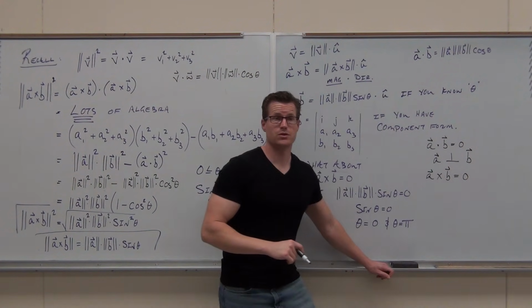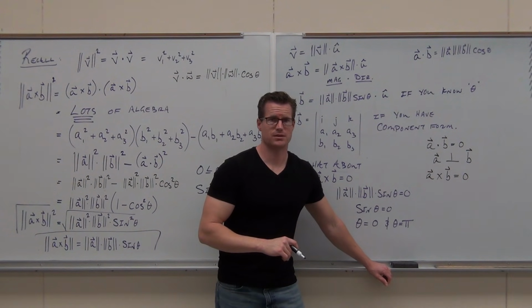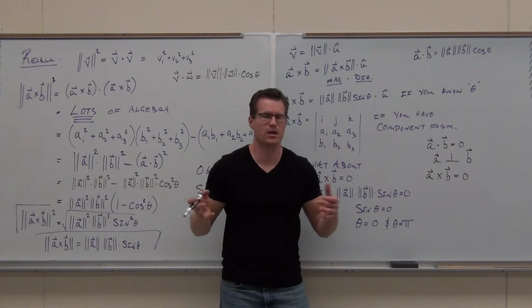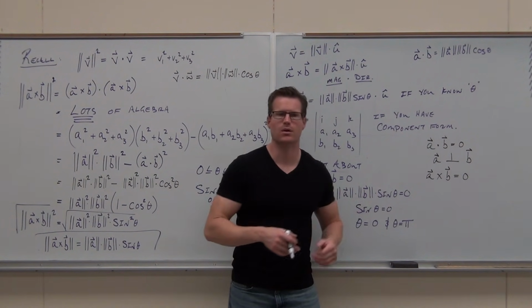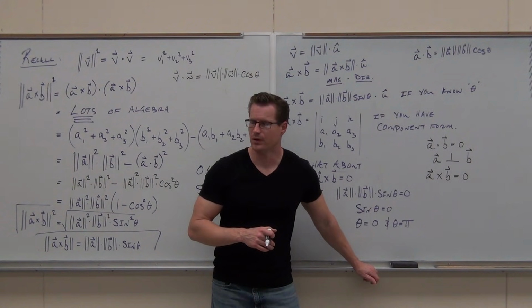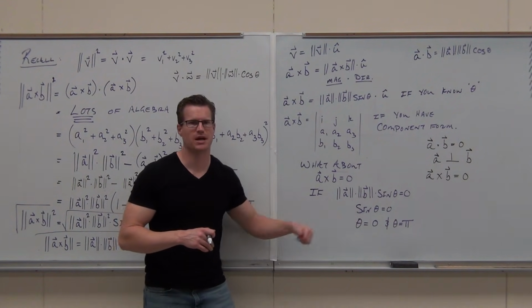What do you know if you do the cross product and you get 0? What happens when you take vectors that are in this situation and cross product them, you're going to get 0. What are those two vectors if the cross product is 0? They are parallel. And they have to be, because the only way that happens is if sine is 0 or pi.